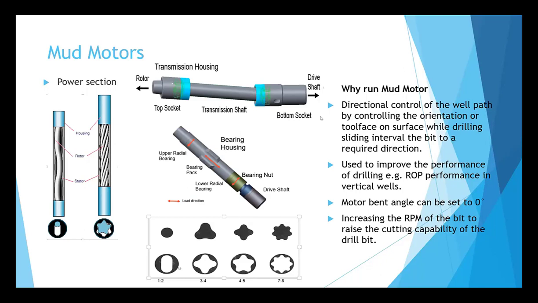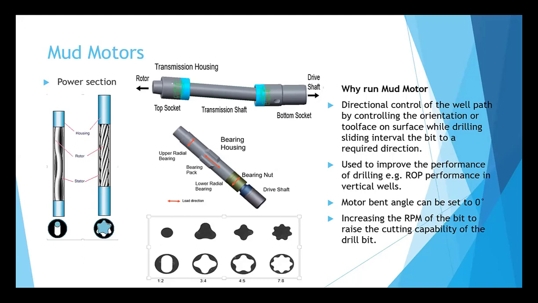So this is the transmission housing. Here we have the bent assembly, the bent housing, where you can orient the shaft from the drive shaft. You convert the hydraulic force into the bit, and you can rotate the bit. So you can have good control when you are drilling a directional well. You can do the orientation from the surface while drilling, and you can achieve a good ROP.